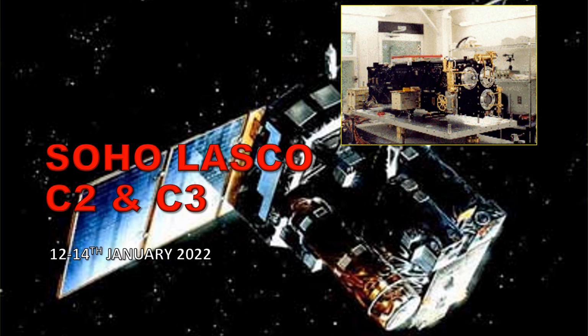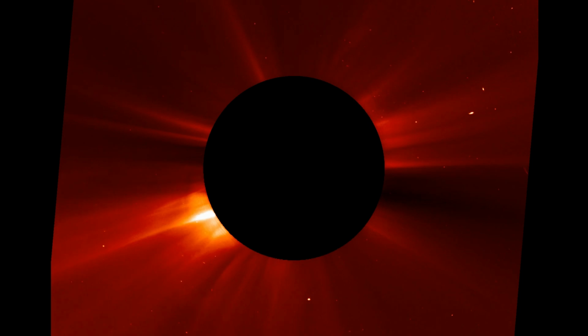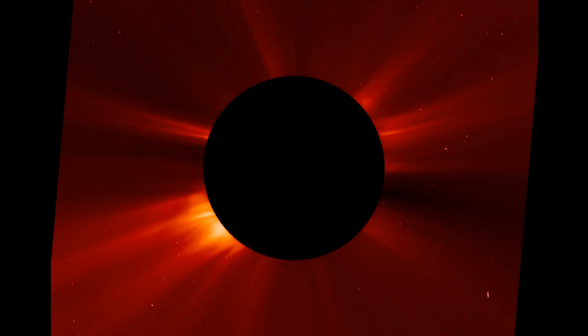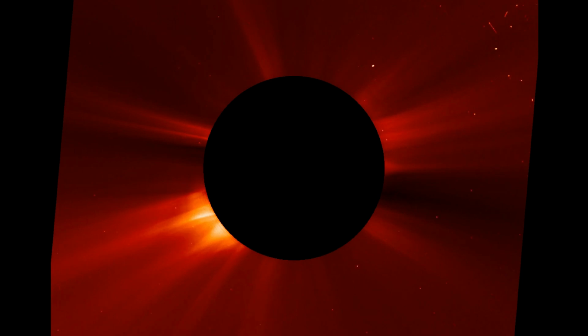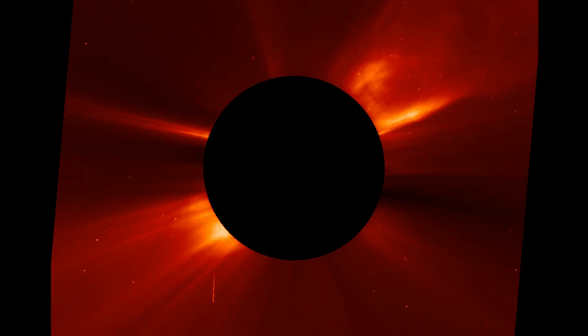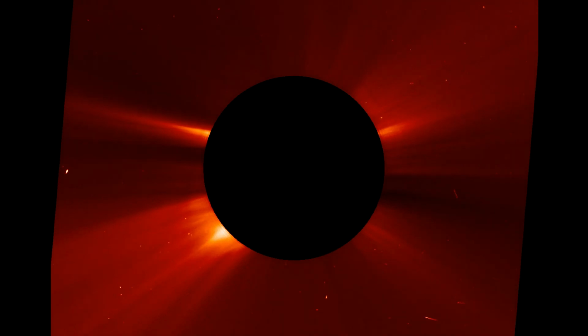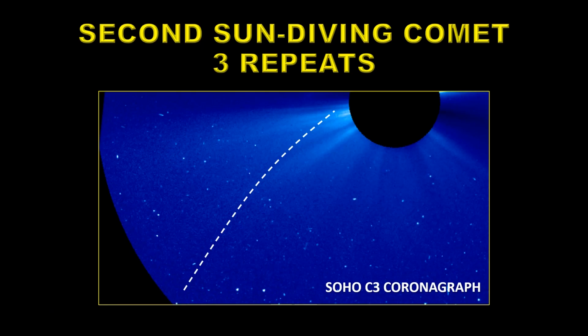We did have a fairly nice coronal mass ejection go off the west limb of the Sun about a day ago, and I'll show you a movie of that from the SOHO LASCO C2 instrument. And in checking out that movie, I've discovered a second comet crashing into the Sun, but this is a lot brighter than the previous one, so enjoy.